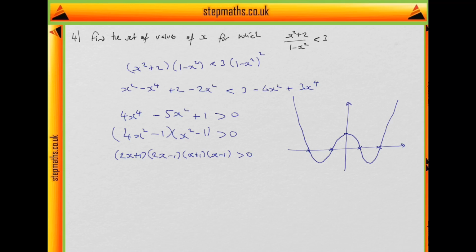Well, clearly we see it's when x is strictly less than minus 1. So we have x less than minus 1. We have x between minus a half and a half, so it's minus a half less than x less than a half. In fact, let's just sketch it. So that's this region here, this region here, and now we want this region here. And that corresponds to x being greater than 1. So that's our region.